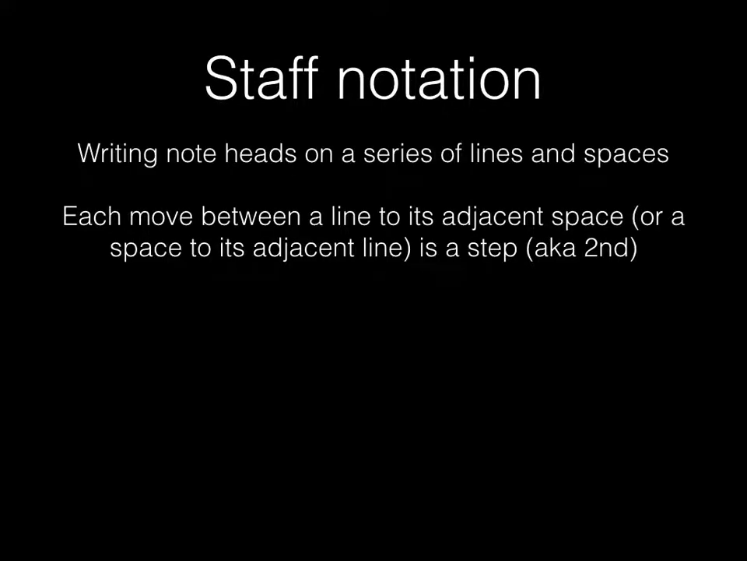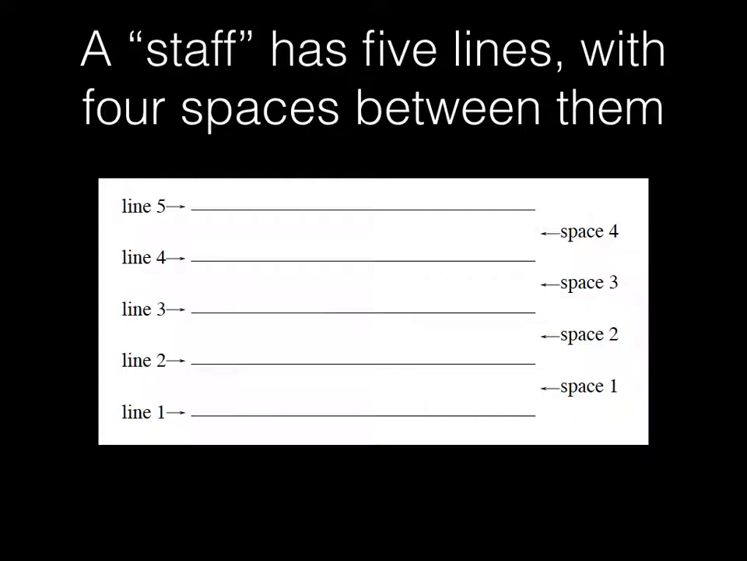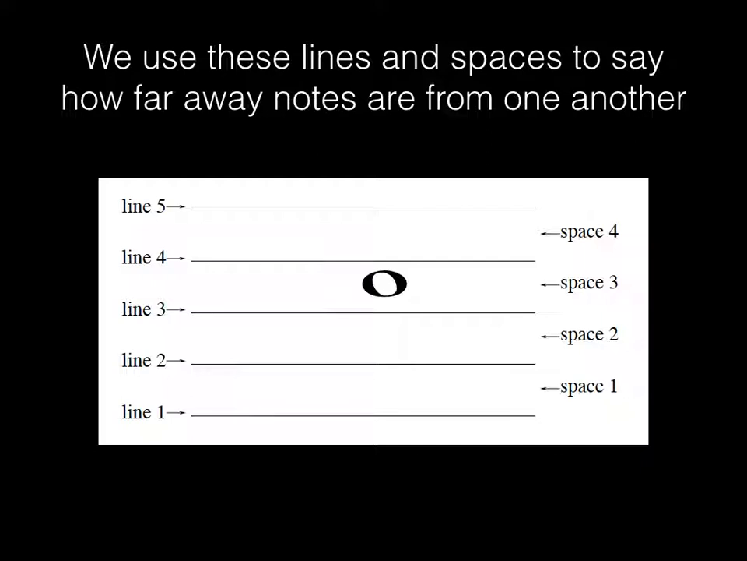Staff notation. Staff notation is writing note heads on a series of lines and spaces, and each move between a line to its adjacent space or from a space to its adjacent line is a step or a second. A staff has 5 lines with 4 spaces between them. And we use these lines and spaces to say how far away notes are from one another.